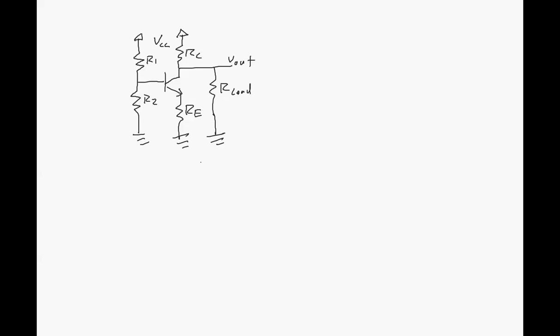BJT, I always want people to label the nodes. That's a base, collector, emitter. All of that is a distraction right now. You don't need to learn any of this. I just want to show you what's going on with this bias network and how it might sometimes be presented. So that's the bias network. Just these two resistors. You have a VCC, it might be 5 volts, 10 volts, something like that. And a resistor divider providing a voltage here at the base. And we might call that VB.